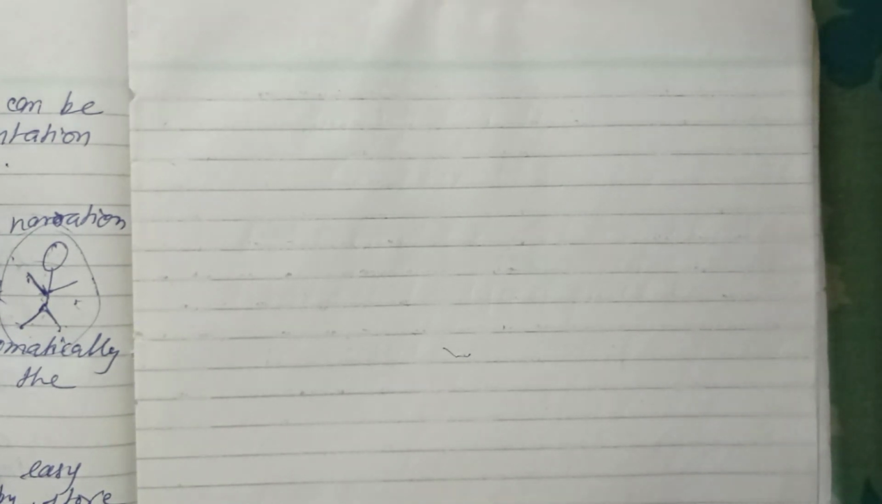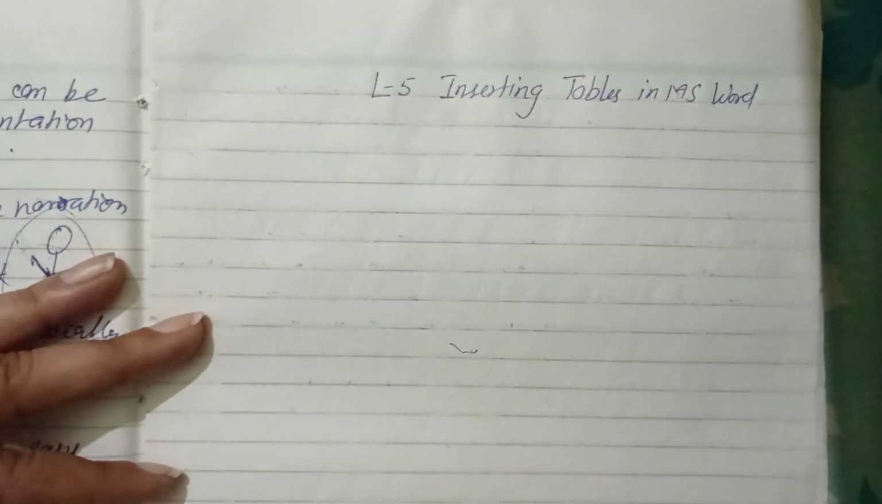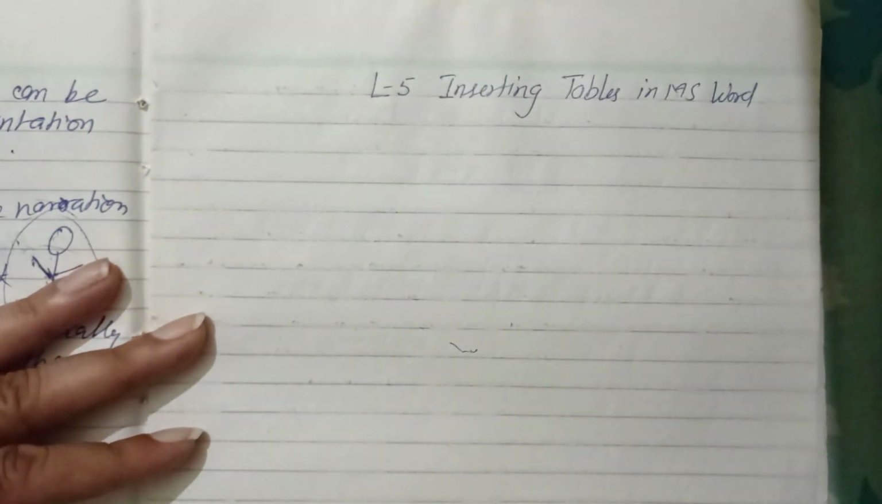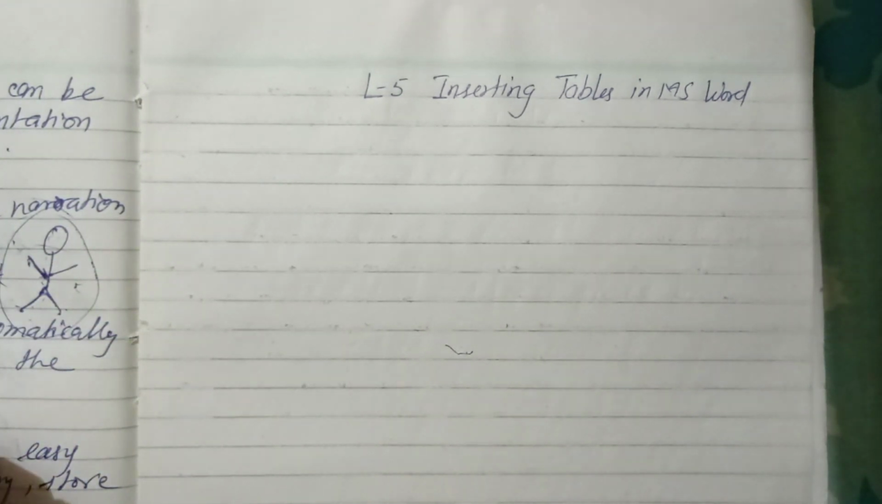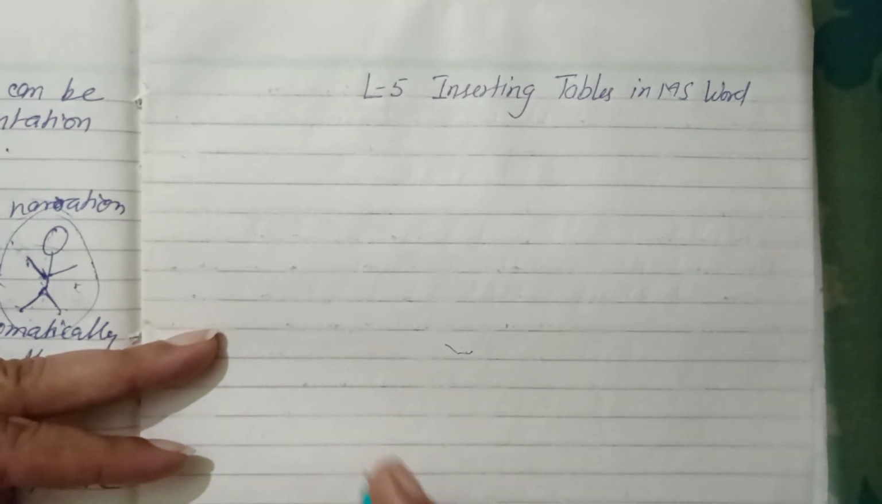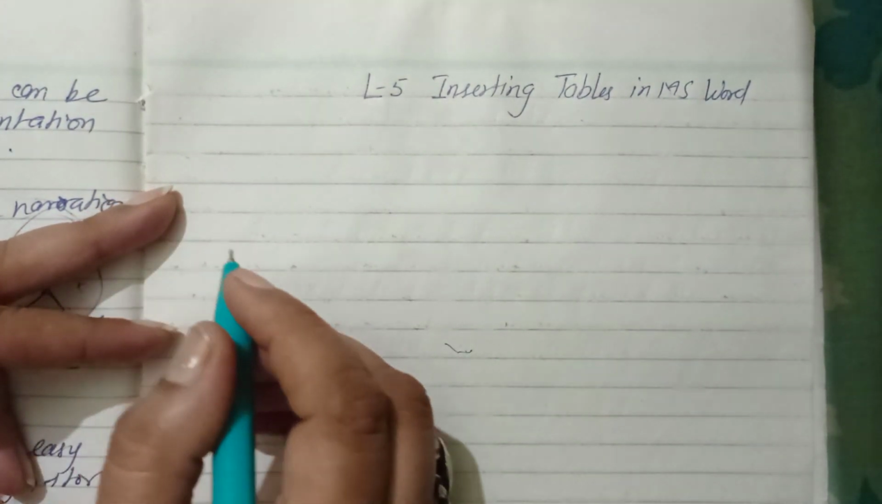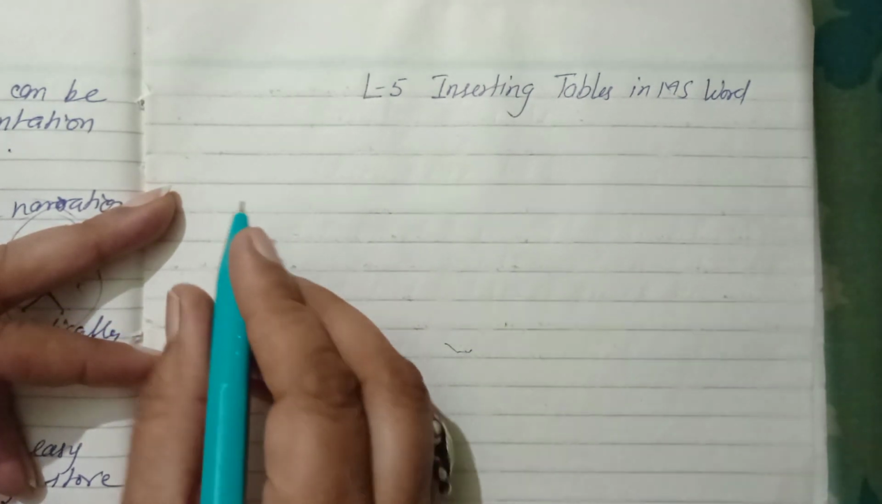Students, today I, Renu Tyagi, am going to start a new chapter, chapter number 5, inserting tables in MS Word. This is the first chapter of the second term. In this chapter we will study the table, meaning what is a table, what is a row and column, what is a cell, and how to insert a table. First of all, I am going to describe what a table is.